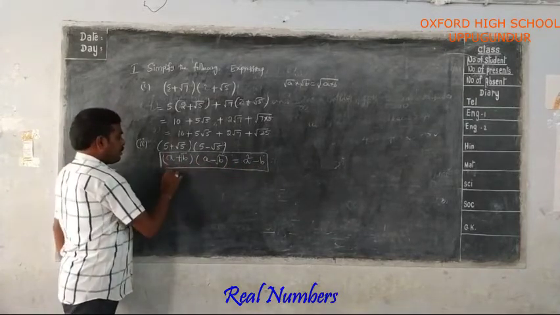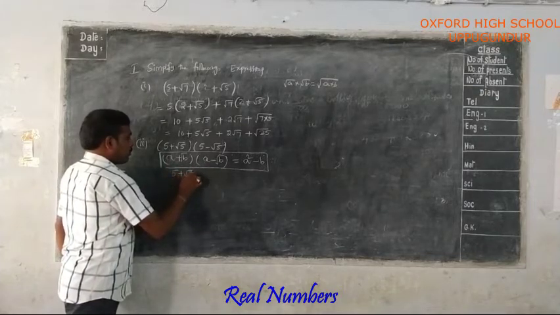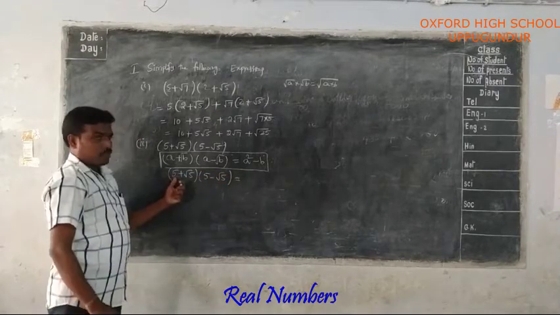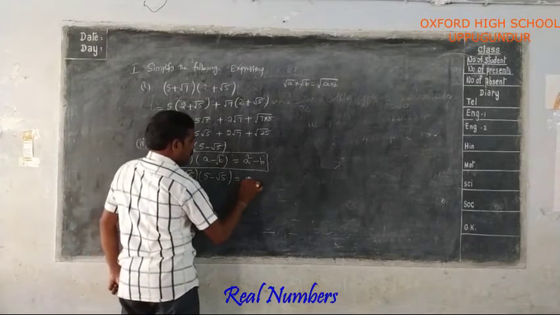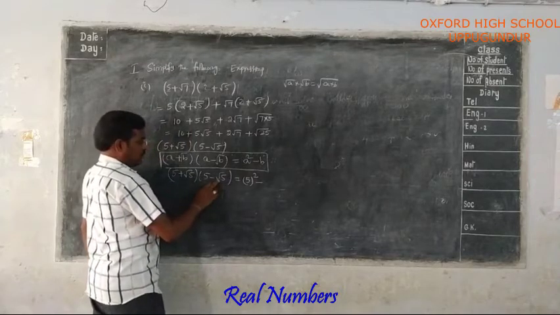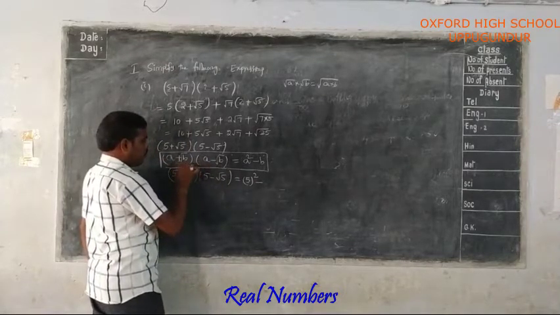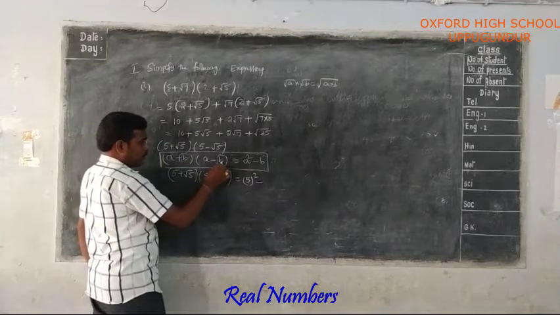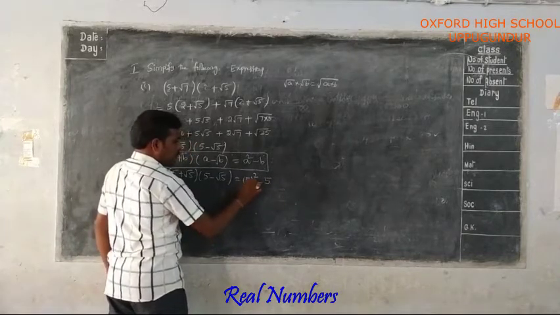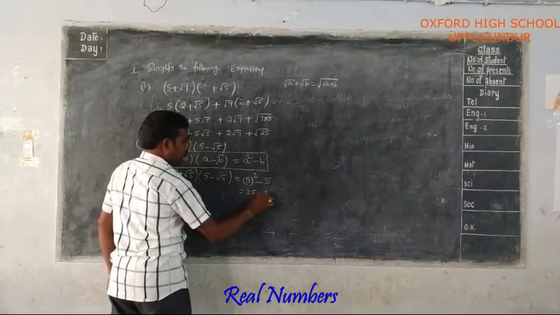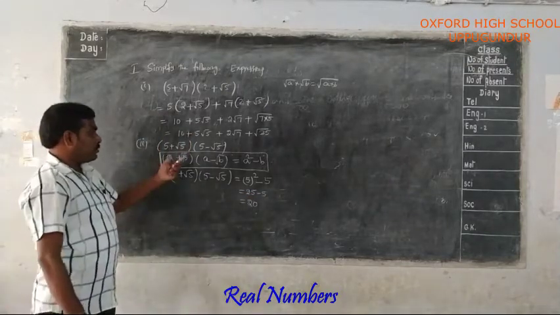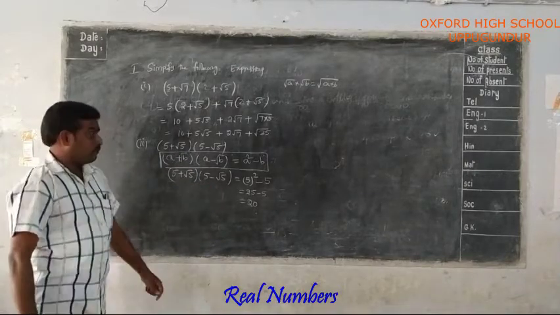By using this identity, how will you write now? (5 + √5)(5 − √5) equals first term squared, 5², minus (√5)². Here it is in the form of (a + √b)(a − √b). In place of b we have 5, here also in place of b we have 5. So simply you have to write the b value. The b value is 5. So 5² is 25, minus 5. 25 minus 5 is 20. So by using this identity we can simplify this one.